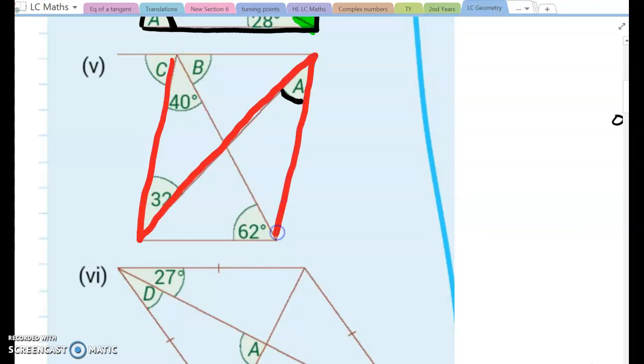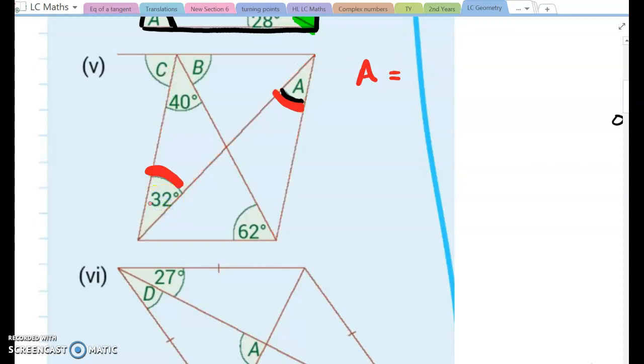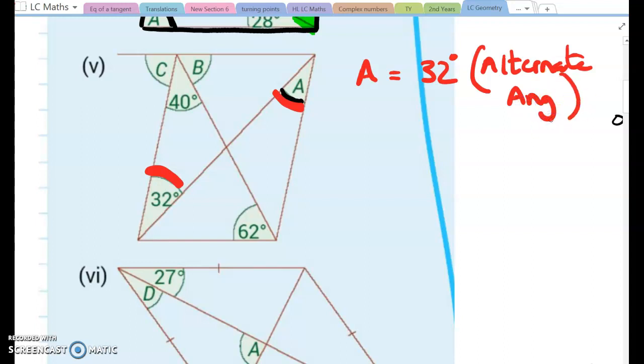We know from that alternate angle rule that the angle in the corner is equal to the other angle in the corner. So A is equal to, what is that, 32? Yeah, 32. How do we know? Because alternate angles. Let's explain where you got them from. Alternate angles. Okay, A is found.